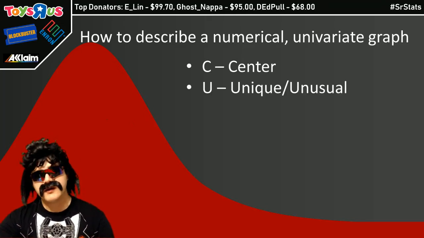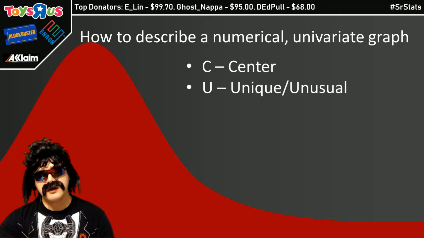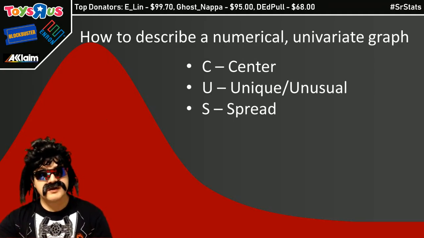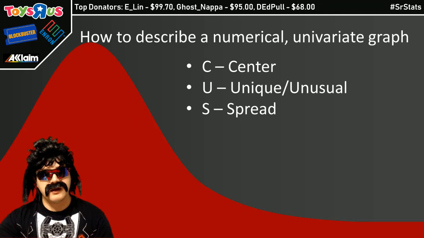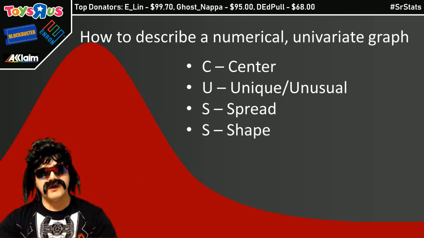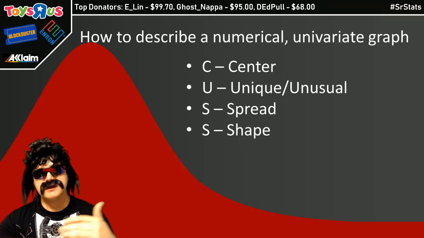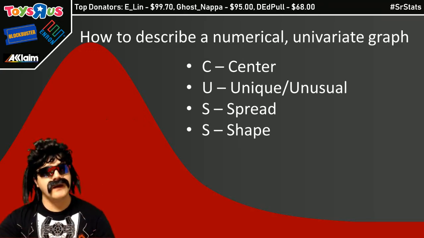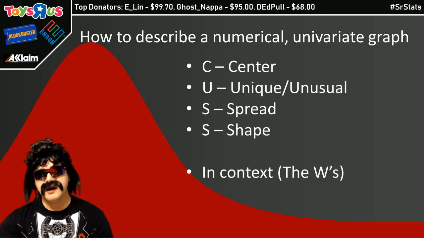We're also going to talk about what is unique or unusual about our graph. Next, we'll talk about the spread of our graph. And then lastly, we're going to talk about the shape. Now, even when we do all four of these, the center, something unique, the spread, and the shape, we need to make sure that our description is in context to the problem.